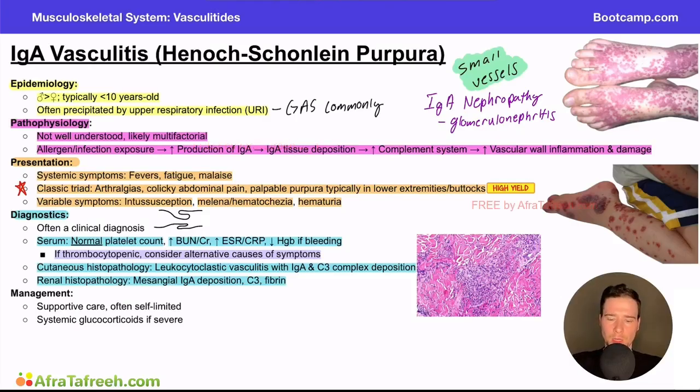But if you draw your attention to our image over here, you can see the skin finding, right? The leukocytoclastic vasculitis, and we've used this image before, which shows a whole bunch of neutrophils and inflammatory infiltrate resulting in a vasculitis around the tissue.